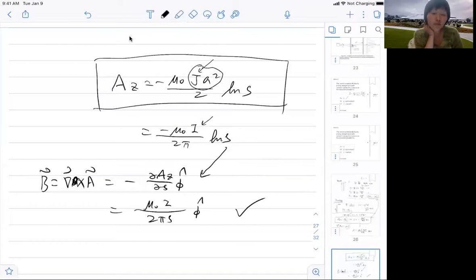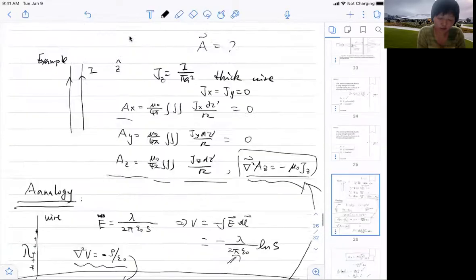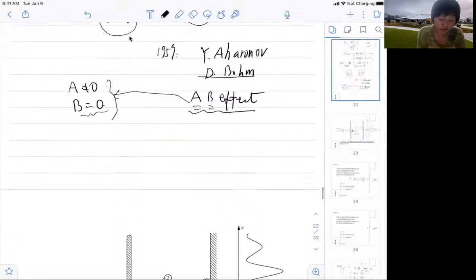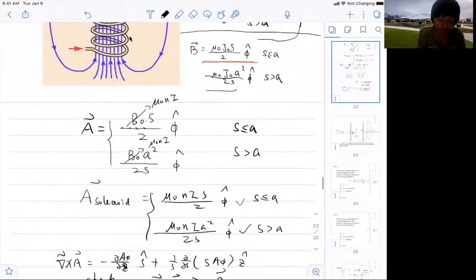I didn't quite understand the analogy when you did the first analogy, the solenoid problem analogy, when you were finding A for that one. I didn't quite get it.